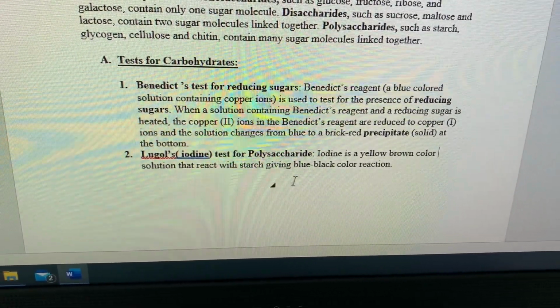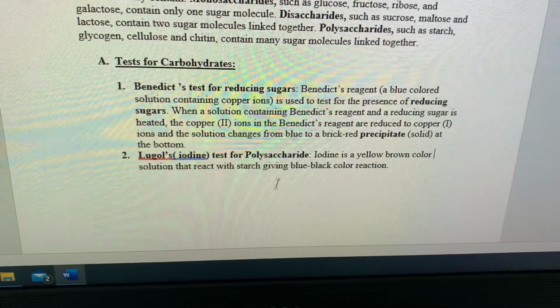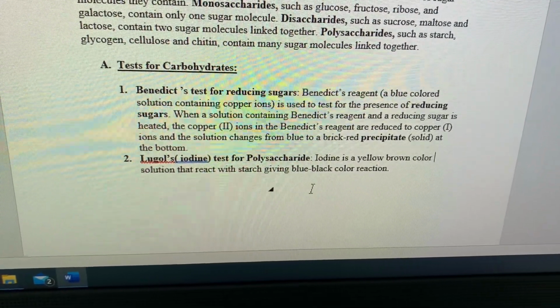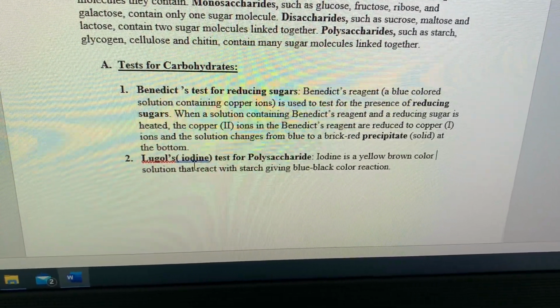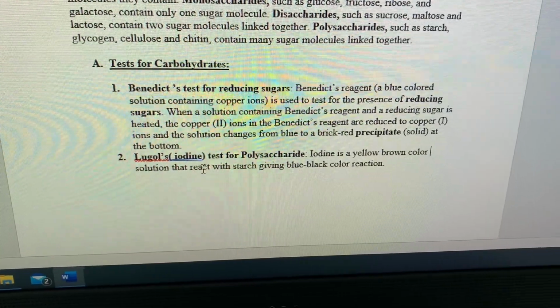Very weird, but yet it reacts with it. So we use it as a test to look for starch in food samples.